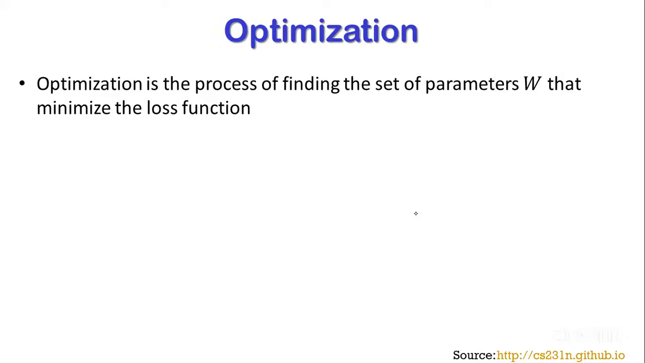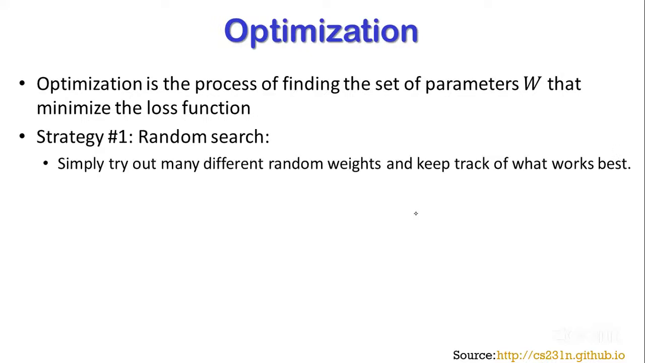Now we come to optimization. Optimization is nothing but a process of finding, remember yesterday we were talking about parameters, weights and bias, the parameters so that we can minimize the loss function, or cost function. Now there are some strategies. The first strategy is random search. You just try out many different random weights and keep track of which set of random weights is giving you a good result. But definitely it is not a good approach.